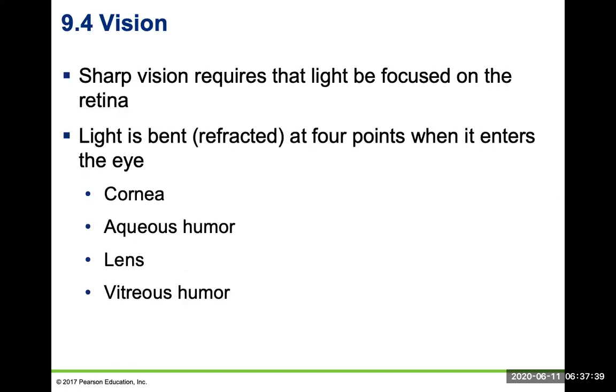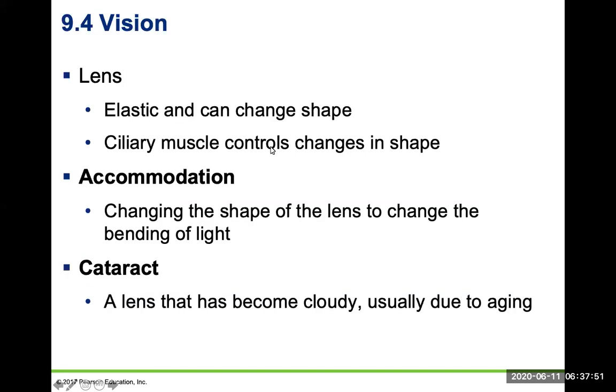Sharp vision requires light to be focused on the retina, and light is bent, or refracted, at 4 points when it enters the eye. It's refracted at the cornea, through the aqueous humor, the lens, and through the vitreous humor. The lens is elastic and can change shape. The ciliary muscle controls that shape. We call accommodation the changing of the shape of the lens to change the bending of that light. And a cataract is a lens that has become cloudy, usually due to aging.